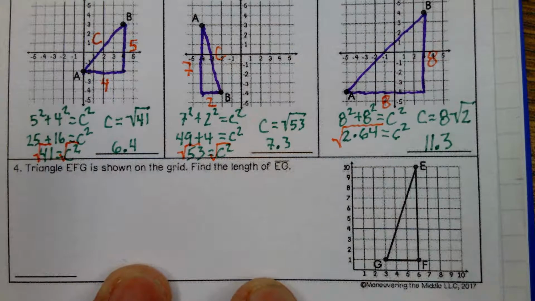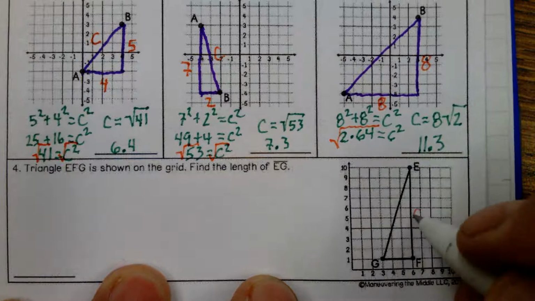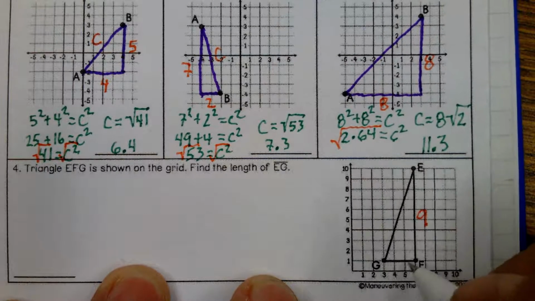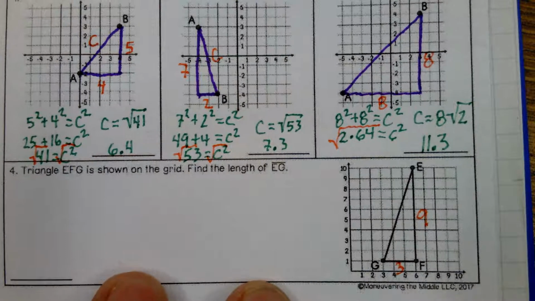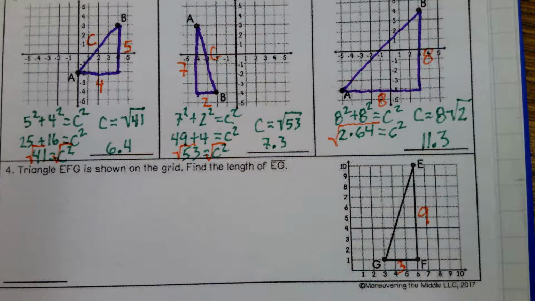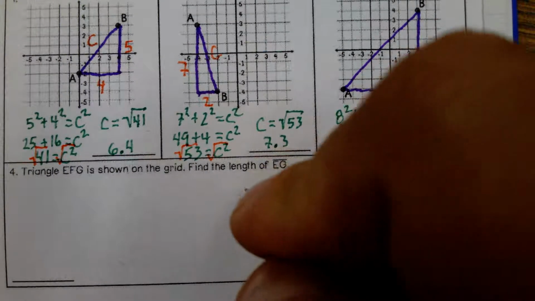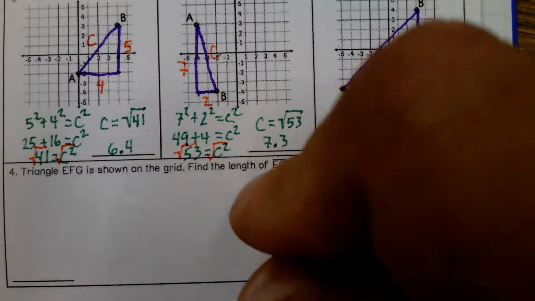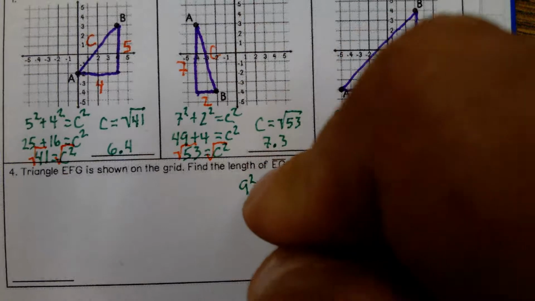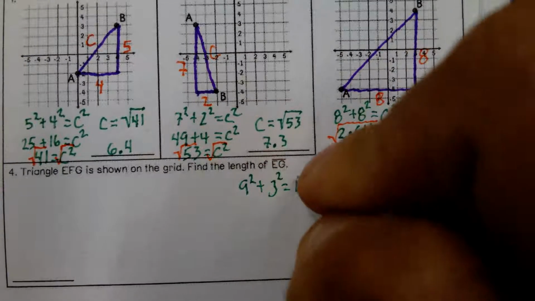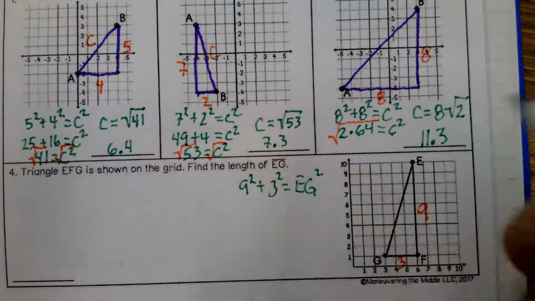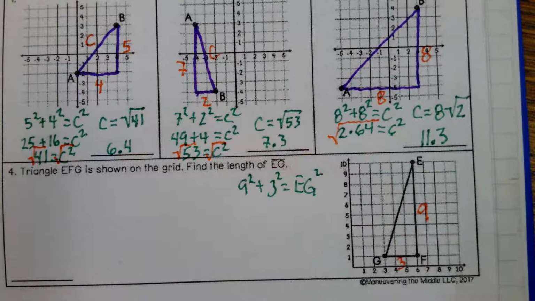Because what do we have here? This is 9. This is 3. Let's find EG. So to find that, we want 9 squared plus 3 squared equals EG squared. And EG just means the length of EG.